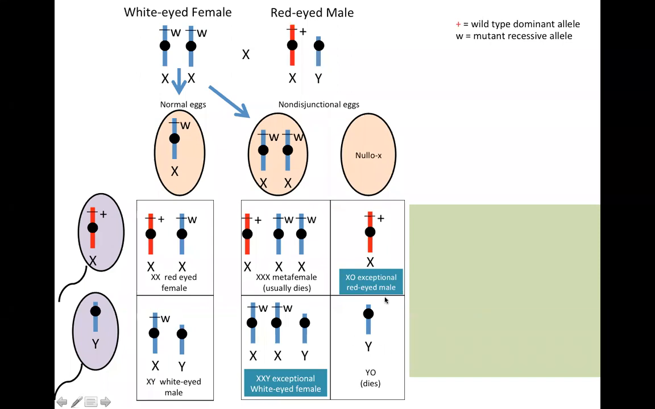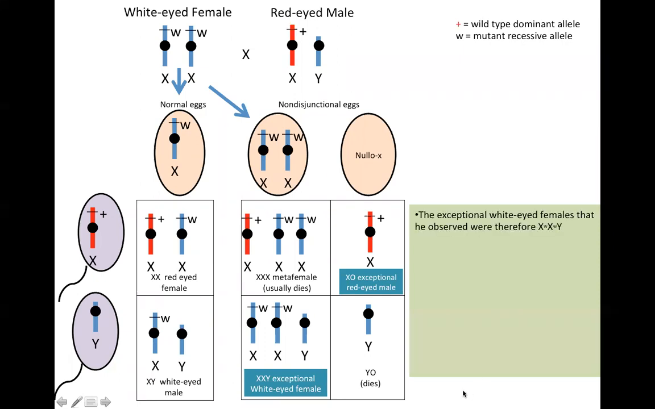Usually these Y0 flies will die. I will tell you the reason. Also, the triple X, known as metafemales, also die. The only survivors are exceptional red-eyed males which have X0, and exceptional white-eyed females which have XXY. These are the flies which were recognized by T.H. Morgan's group. So for this, C.B. Bridges is giving an experimental proof.